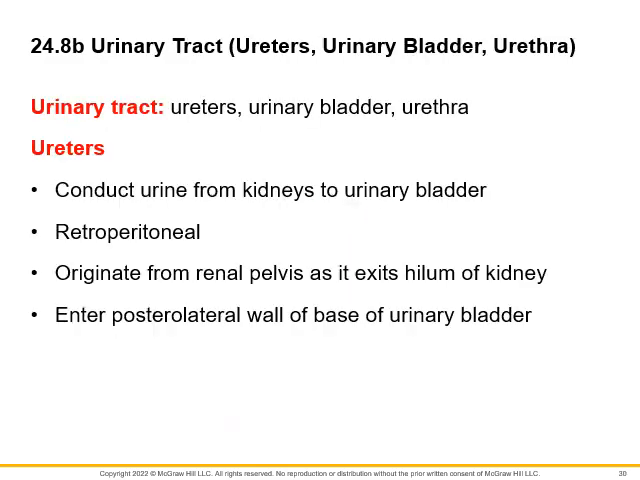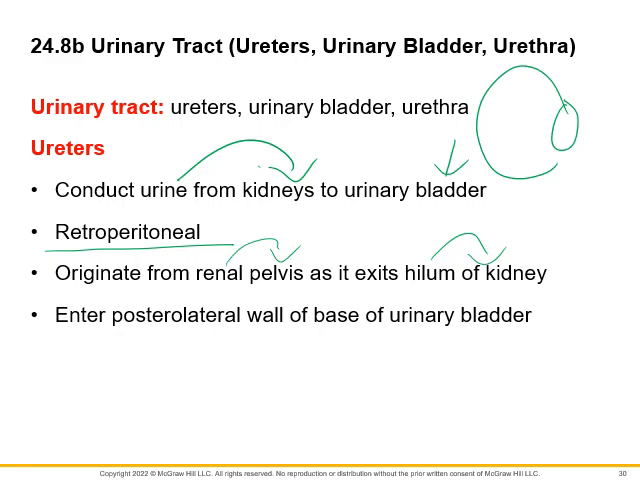The urinary tract is composed of the ureters, the urinary bladder, and the urethra. The ureters are going to take the urine from the kidneys and deliver it to the bladder. This is retroperitoneal, behind those peritoneal membranes. This originates from the renal pelvis and exits the hilum of the kidney. So if you remember, we had the calyces, the minors drain into the majors, the majors drain into the renal pelvis, and then we have our ureters.